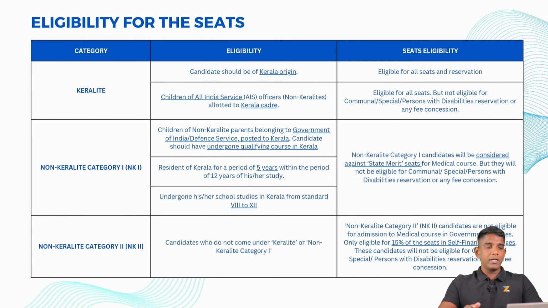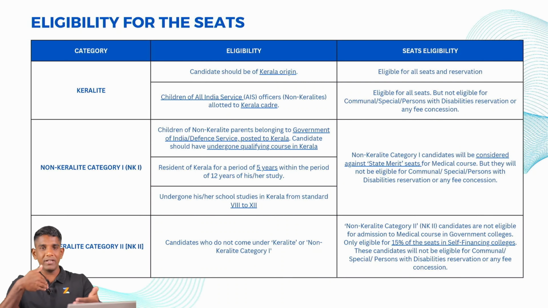Now we are going to look at the eligibility for the seats. In eligibility of the seats, we are going to look at the different types of nativity and the categories. So the first is Keralite category. Under Keralite category, there are two types of eligibility that is mentioned.